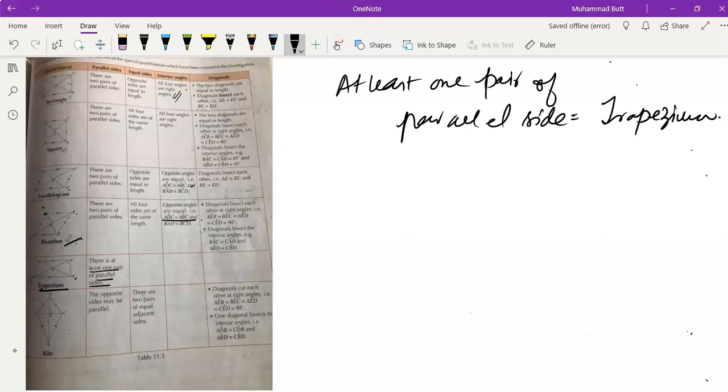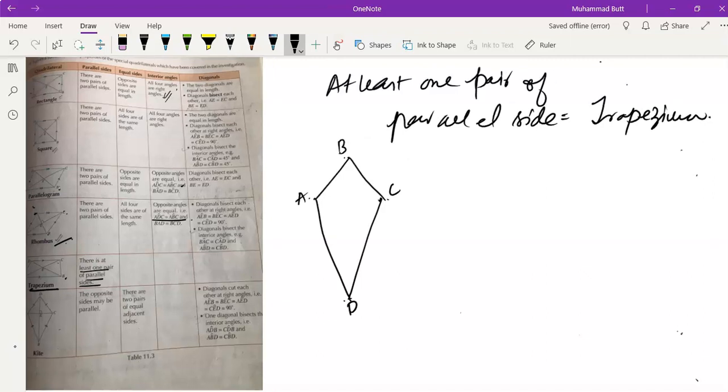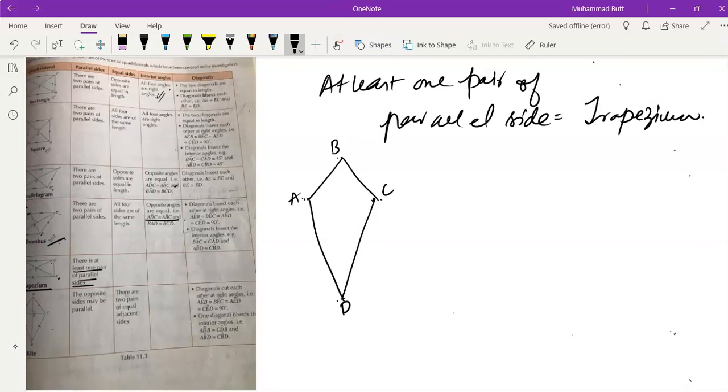And the last figure is kite. The first property of kite is that the opposite sides may be parallel. Look at this. If this is A, B, C and D, we can say that AB is parallel to CD and BC is parallel to AD. And the adjacent sides are equal. Like the adjacent side of AB is BC, AB is equal to BC. Similarly, AD is equal to CD. Their adjacent sides are equal in length. It's mentioned over here. There are two pairs of equal adjacent sides.